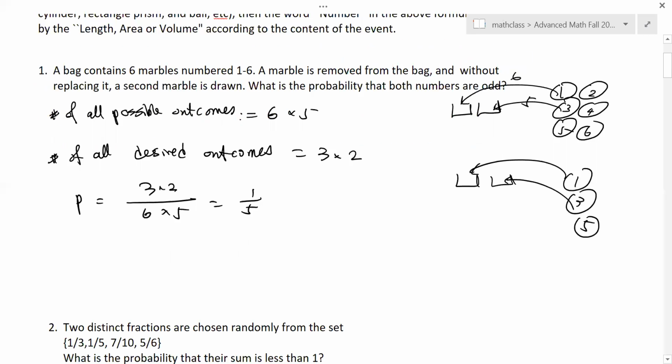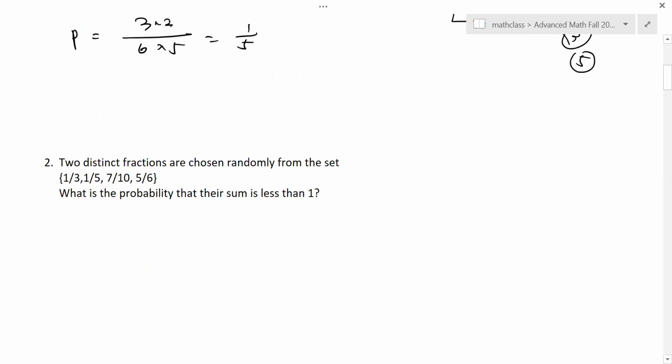Okay, so let's move on to the next problem. Two distinct fractions are chosen randomly from the set. This set has 4 fractions there. What is the probability that the sum is less than 1?